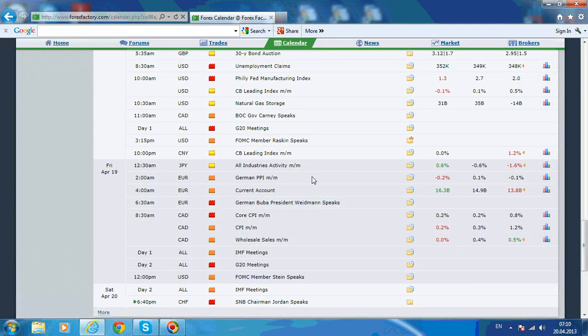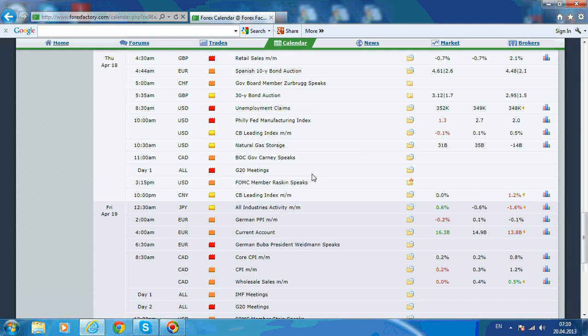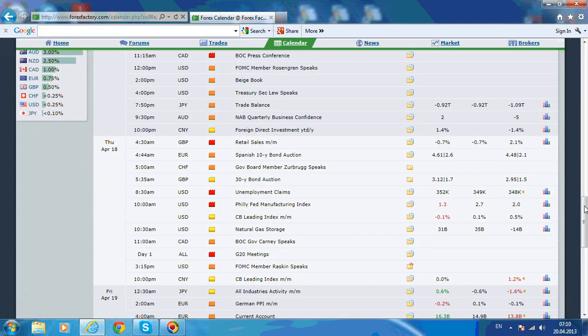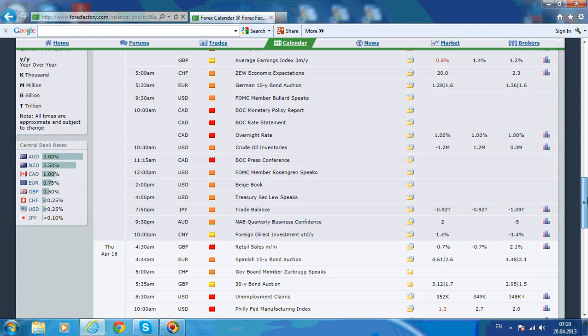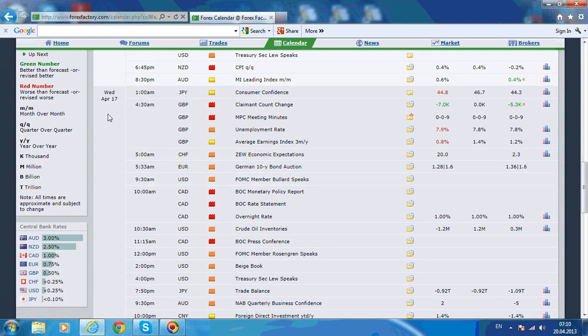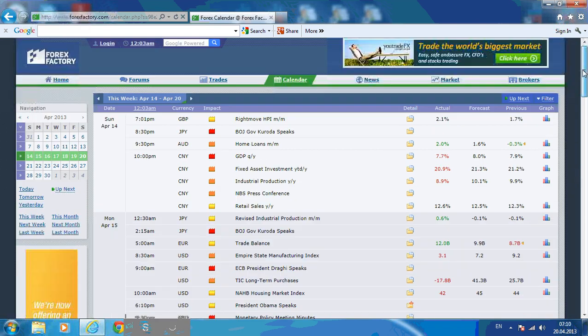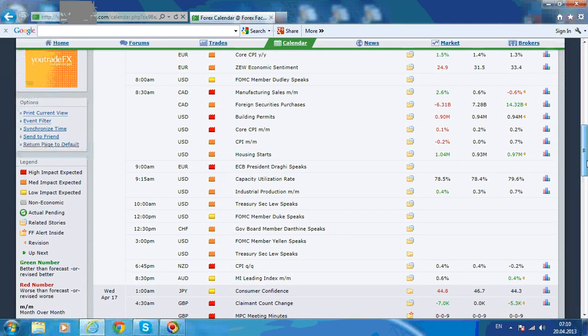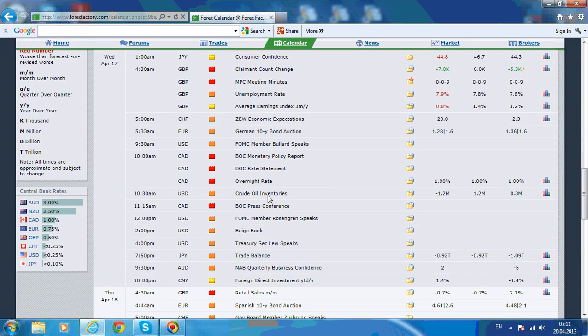For example, in here you have the Forex Factory calendar, and these are the economic releases that were released last week, the previous week. Just to give you an example, on Wednesday, April 17th, you have for the CAD, the Canadian dollar, the Bank of Canada rate statement at 10 a.m., and in here you have the time zones and the currency. And then the Bank of Canada overnight rate, and then you have the Bank of Canada press conference.